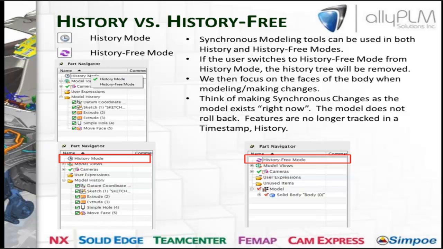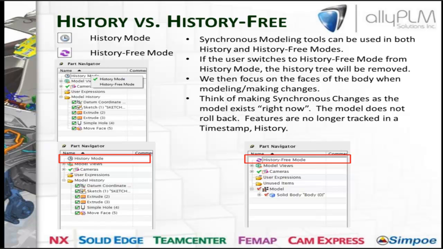Okay. The way to think of this, when we change to history-free mode, the focus is going to be on the body, right? We're going to directly work on the faces of the body when making these changes or using these synchronous tools. What I like to do is think of making these synchronous changes kind of as the model as it sits right now, meaning this face sitting here right now is not tracking the history. So if I come in here and do a move face or a coplanar face, it's doing it to the model as it sits at this state right now.